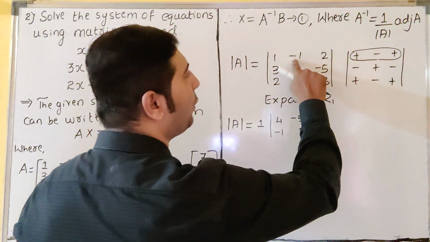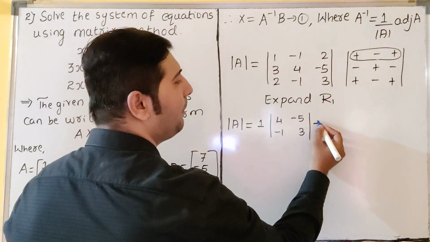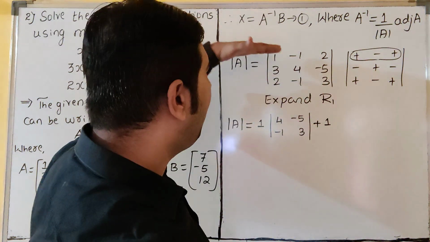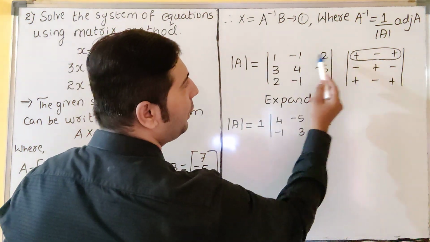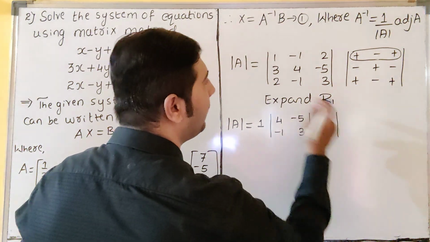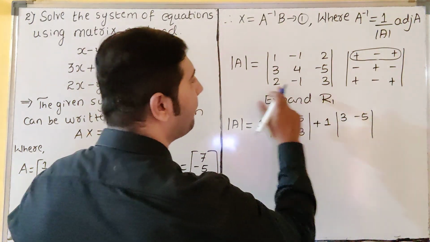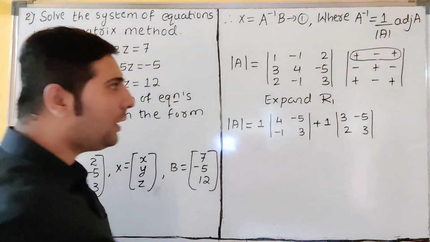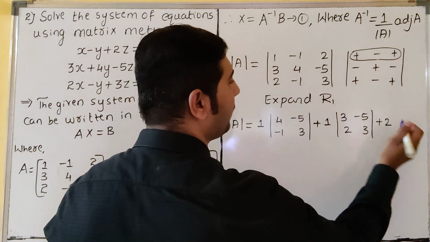Second, minus into minus, plus 1. And where is this minus 1 now? First row, second column. You leave the first row and the second column. So what will you be left with? 3 minus 5, 3 minus 5, 2, 3, dear students. Clear everyone? Next, plus into 2, plus 2, plus into plus is plus only.